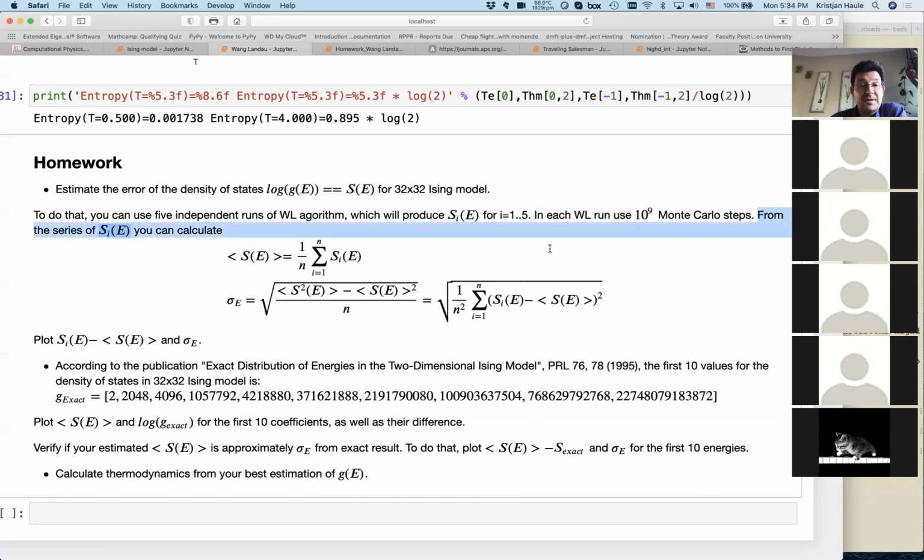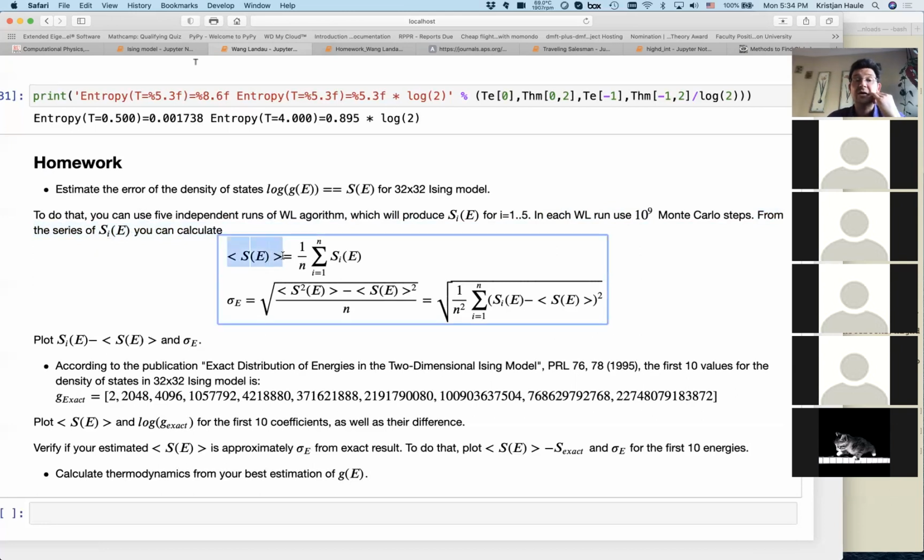Then once we have a series of approximations for the logarithm of the density of states, which we call S of E, then you can do statistics on that. So how do we do the statistics on that? Well, we can calculate the average of this S of E, just as usual. We have 1 over n, n is 5 in this case, and we just average the density of states that we obtained. So this is now a much better approximation to the density of states than each run independently.